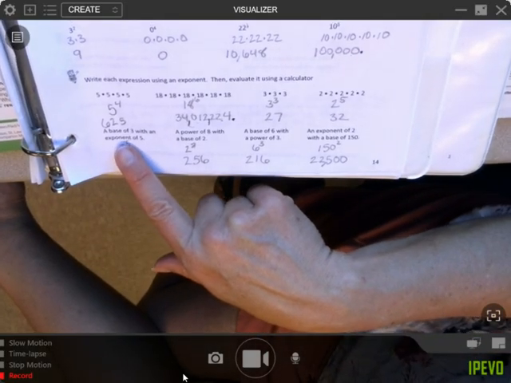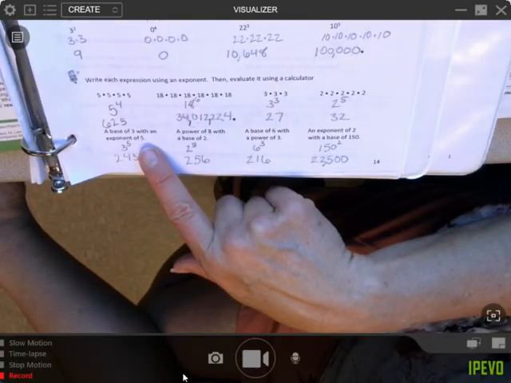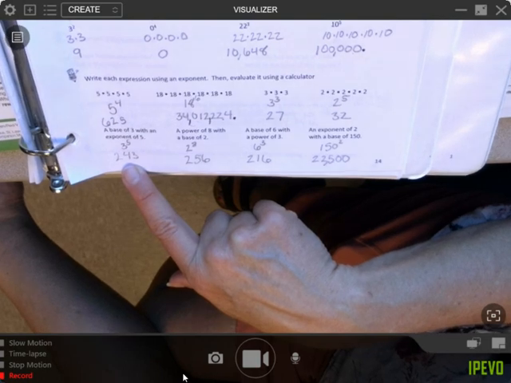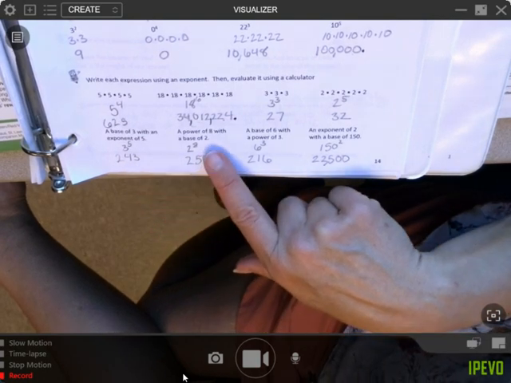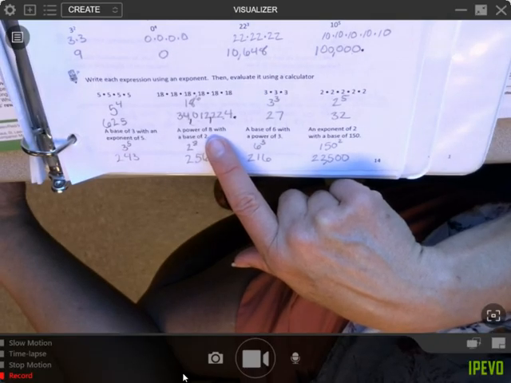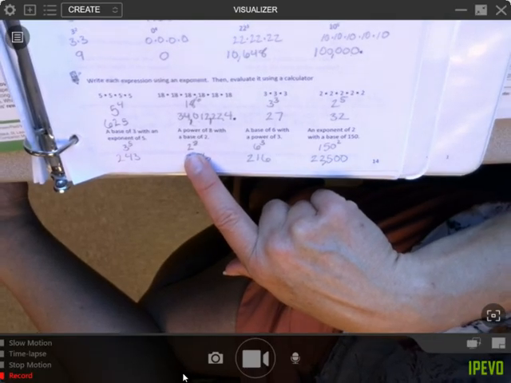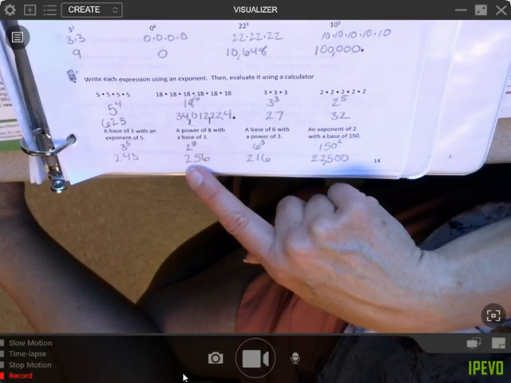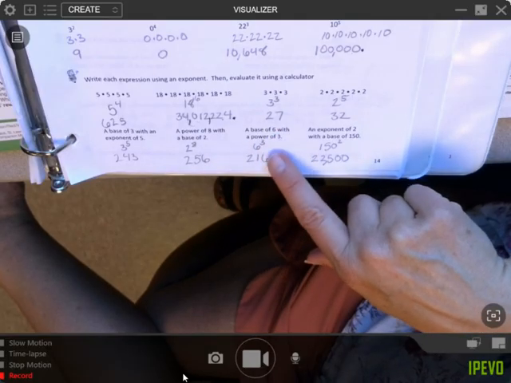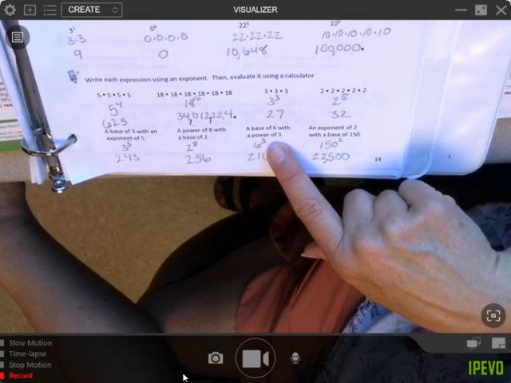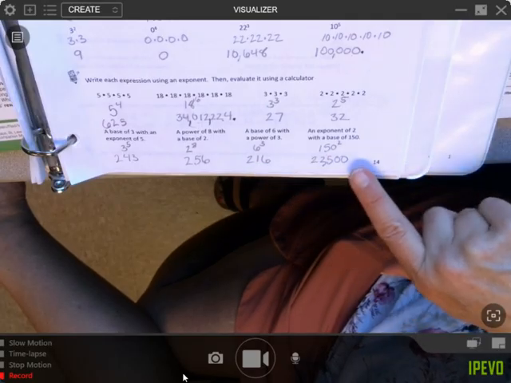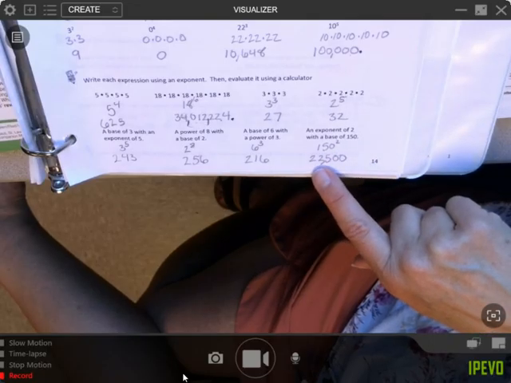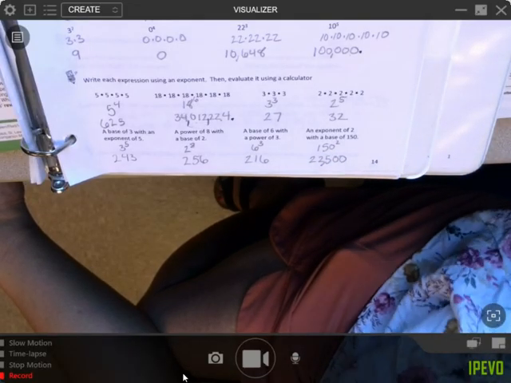Bottom, a base of 3 with an exponent of 5. So we would have the big 3 with the little 5. Evaluating it gets us 243. A power of 8 with a base of 2. So 2 is the big number. The power is our exponent. So 2 to the 8th power is 256. A base of 6 with a power of 3 would be 216. And an exponent of 2 with the base of 150 is 22,500. Questions on those, Bennett?